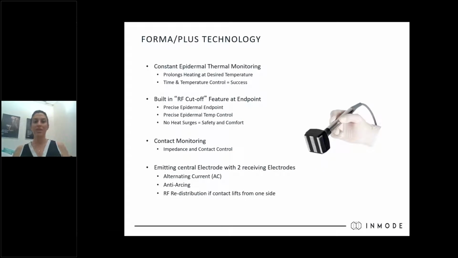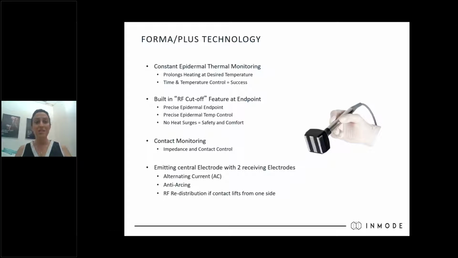So how about the technology? The idea of the Forma and the Plus is something that is super unique to InMode, and I want to take the stage here today and explain it very well, because for next week's webinar, when we're talking about the Evolve and Evoke, this is actually the basics that the Evolve and Evoke are designed on. So if we understand this, then our job next week to cover the Evolve and Evoke will be much, much easier.